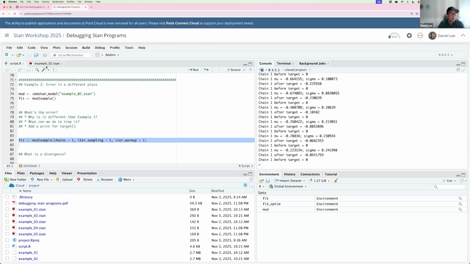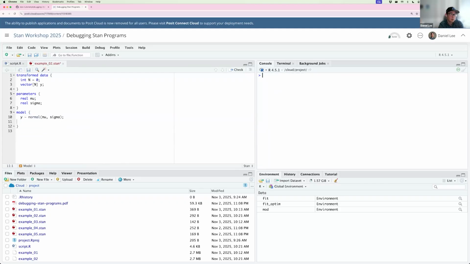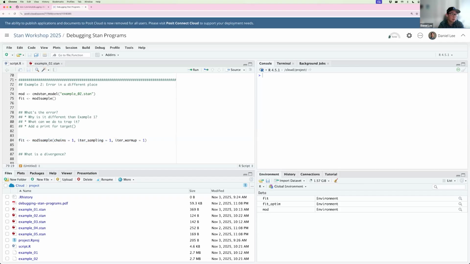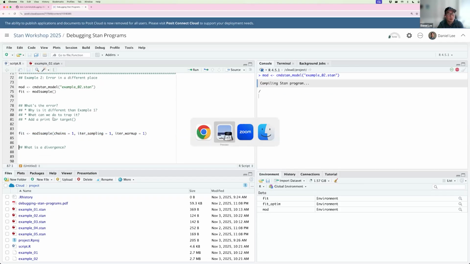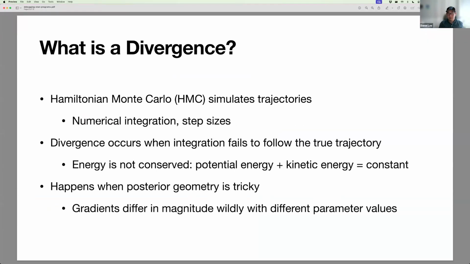All right. If we go back to the original example, we'll see that it throws divergences, right? And let's talk quickly about what a divergence is. So if you go back to example 2, if you set it back to what it was, I'm pretty sure I put it together in a slide. So what exactly is a divergence?